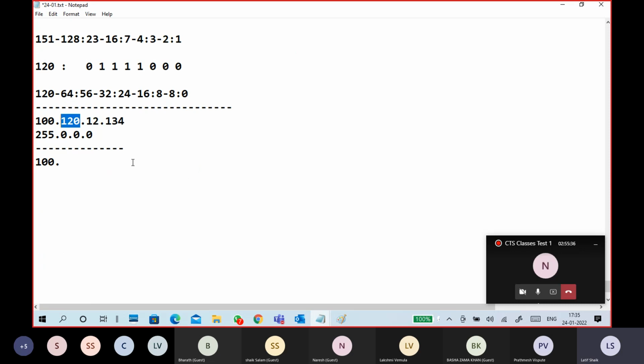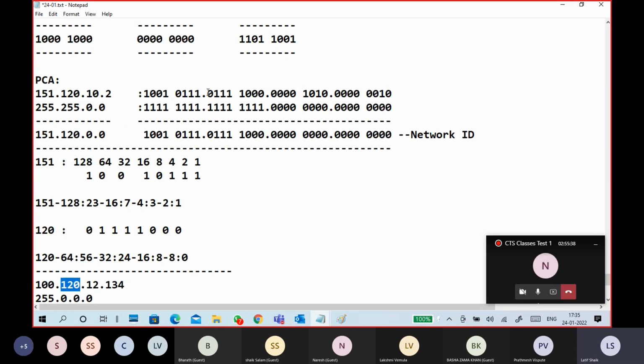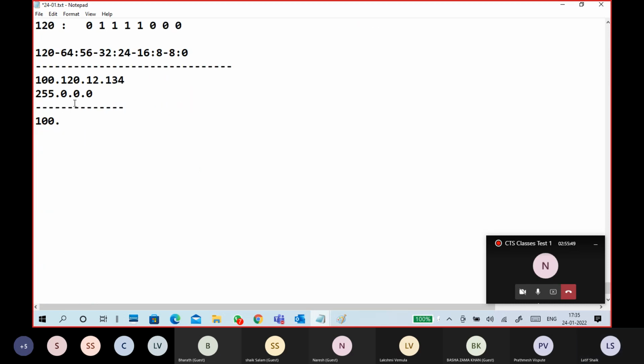Next, 120. So usually this is 120, and these are all ones. That's why it is repeated. If in case all are zeros, then 0 means 8 zeros. No need to calculate. This is your network ID.